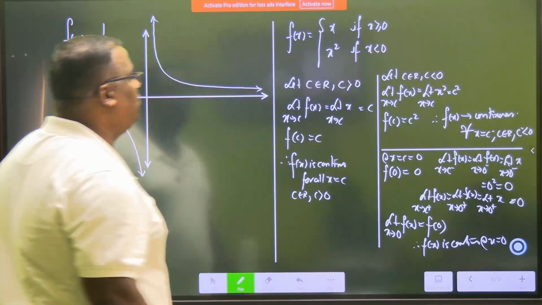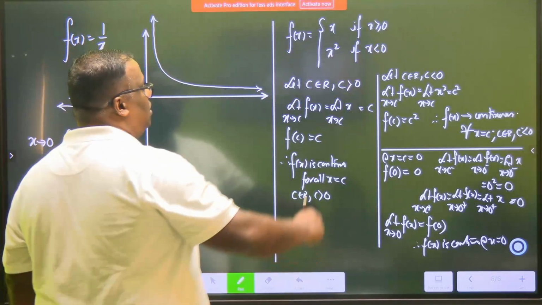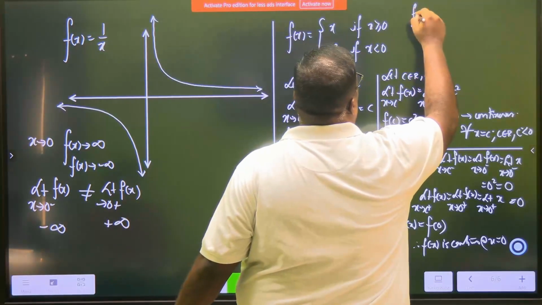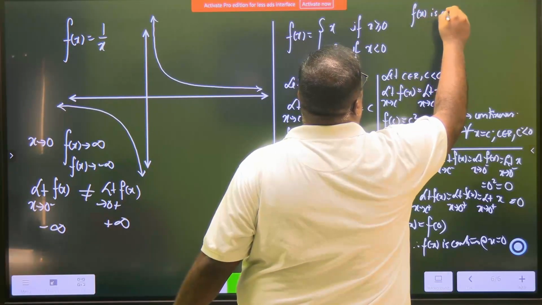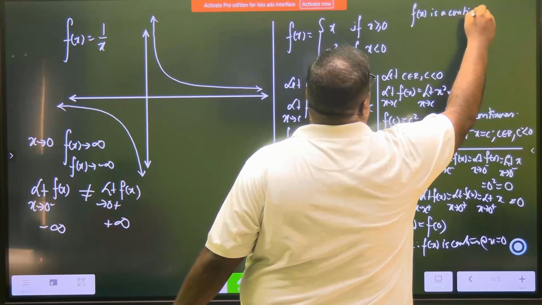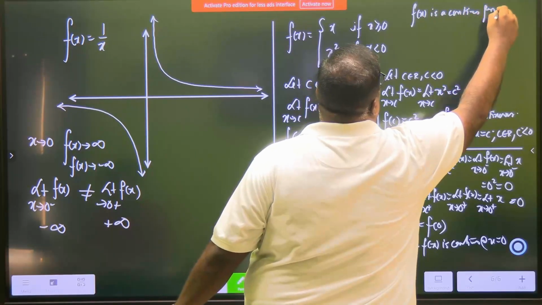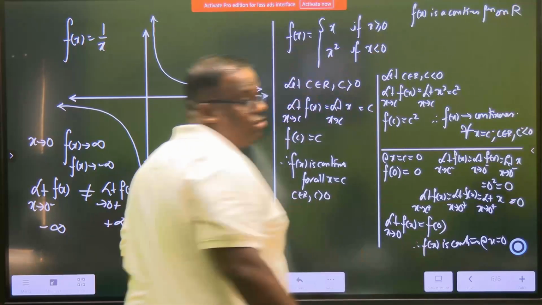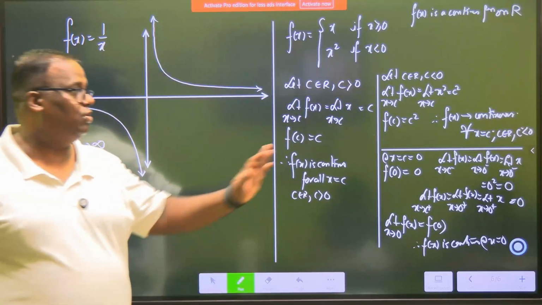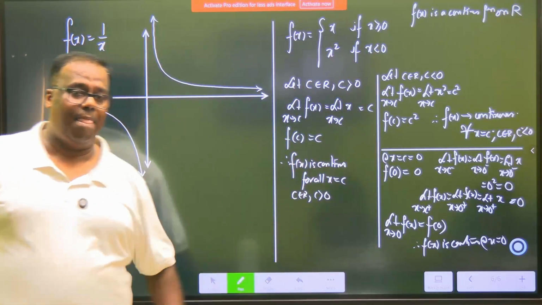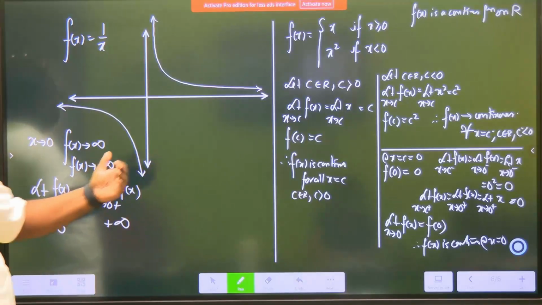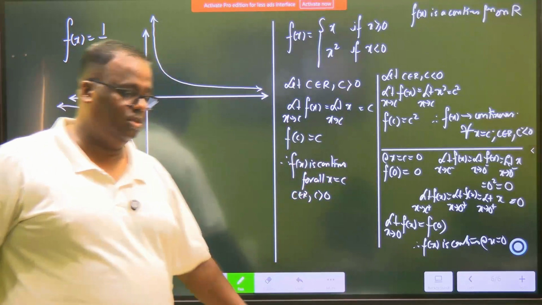Based on the three findings, you can now conclude f of x is a continuous function. Function on what? On R. Basically, you checked it on R because your c was on R. Once on the 0 case, once on that side, once on 0.